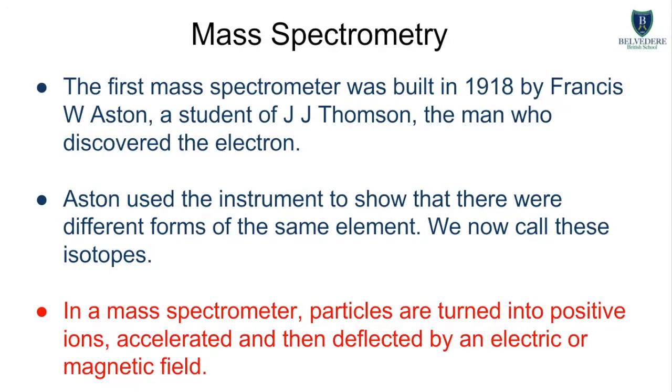So basically what we do in a mass spectrometer is the particles are turned into positive ions. So we take our atoms, we turn them into ions, we accelerate them, and then we deflect them using an electric or a magnetic field. And I'm going to show you what that looks like in just a minute.